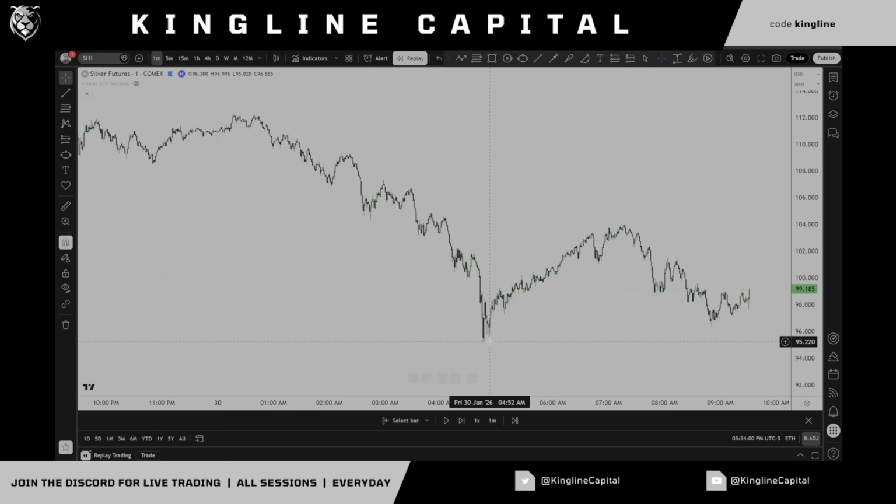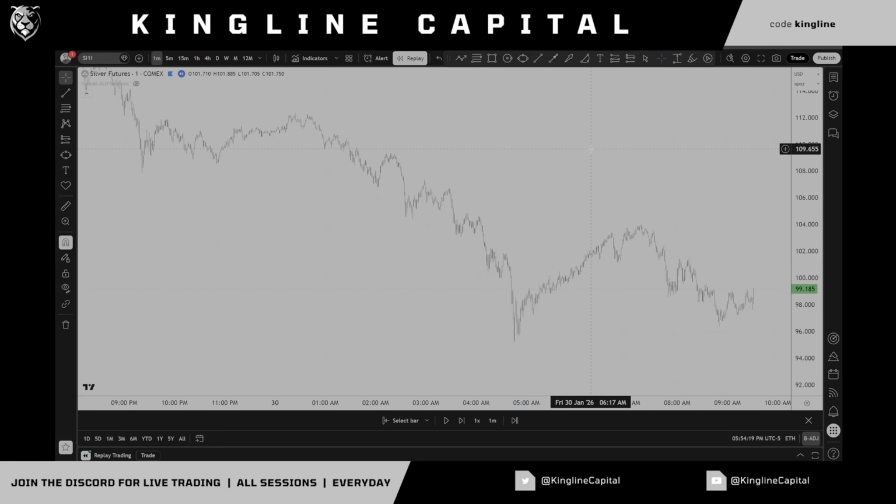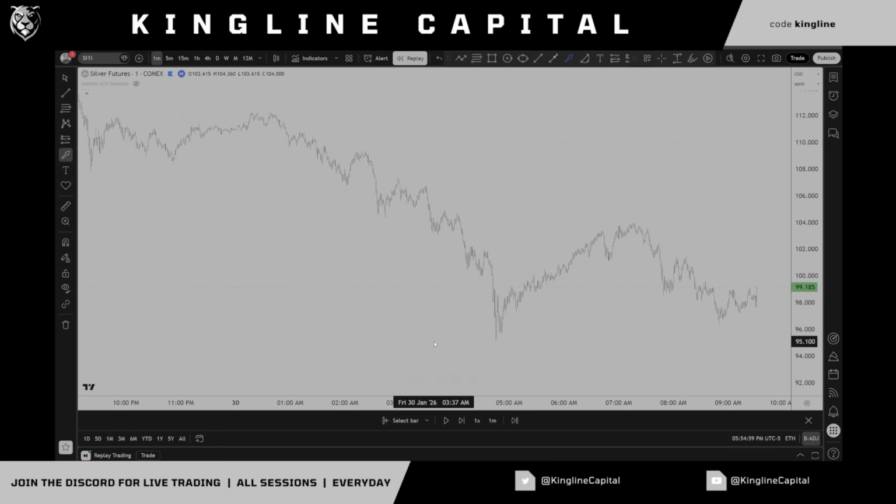Next, I noticed this low right here, okay? And what it did was the move off of that low swept this prior swing high with some continuation higher. So what that does is it gives me my range. We have the low right here and the high right here. That gives me my range.